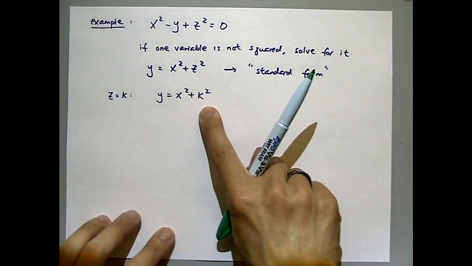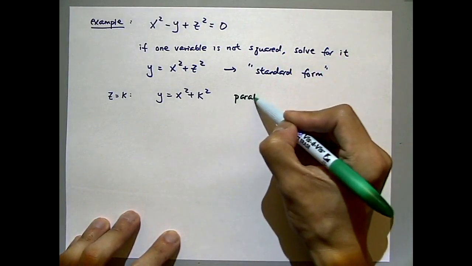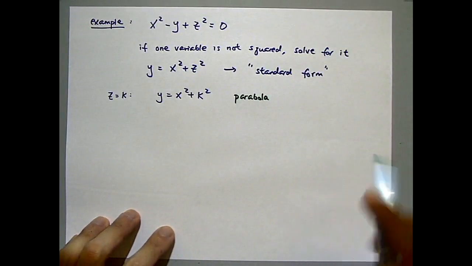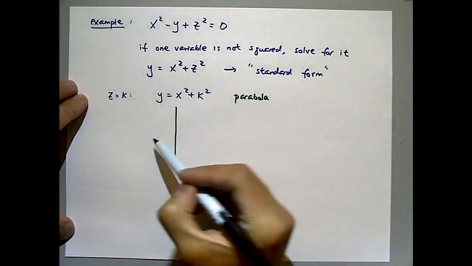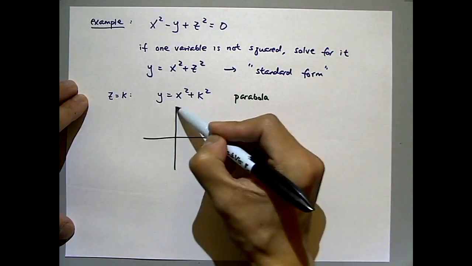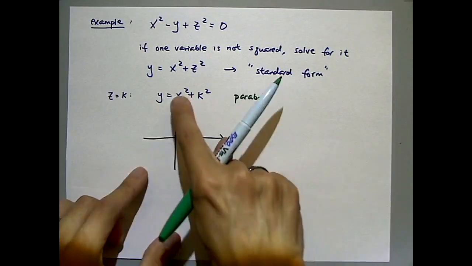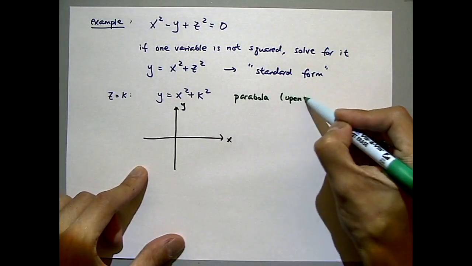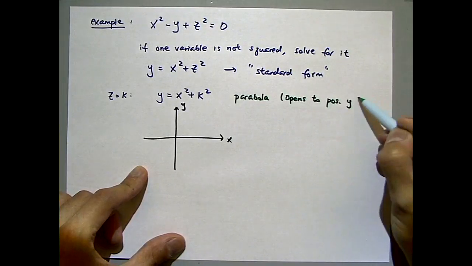And what are these? What shape? Parabola. Which way does it open? Well, I guess we need to sketch the axes first. X versus y here. Okay, now this question makes more sense. Which way does it open? Up, right, because x squared is positive. Opens to positive y.